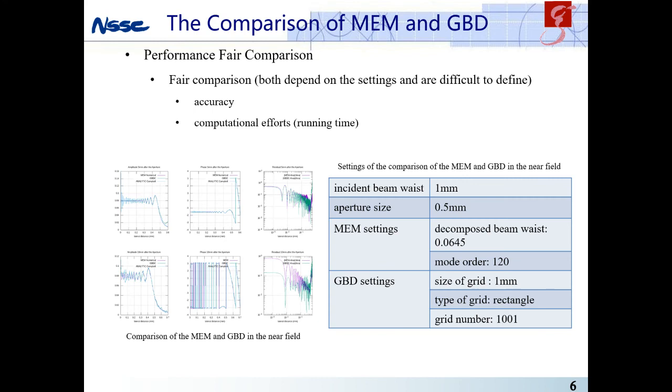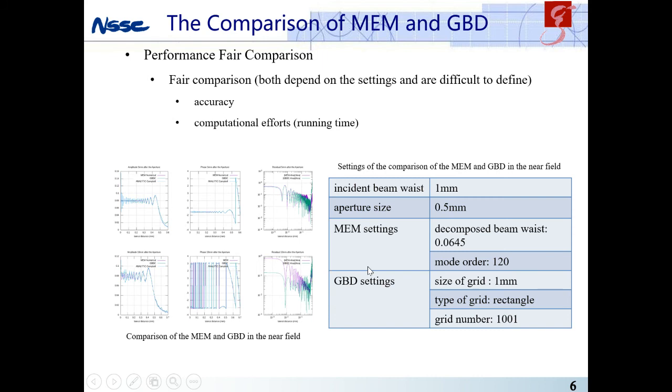Now we need to make a fair comparison of MEM and GBD because we want to know, if both simulations run for the same time, which method is more accurate. Firstly, let me show you an example of the comparison. The upper figure shows the amplitude, phase, and the error of both MEM and GBD at 5 mm distance after the aperture, and the lower picture shows the same thing for 10 mm distance after the aperture.